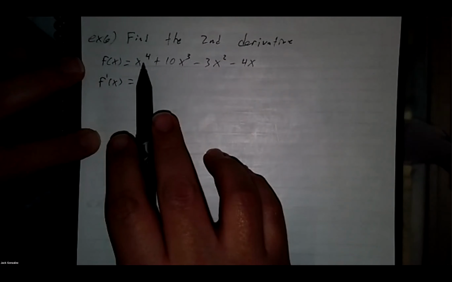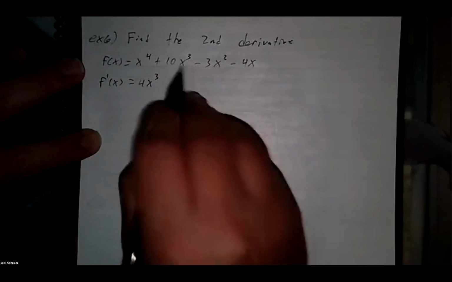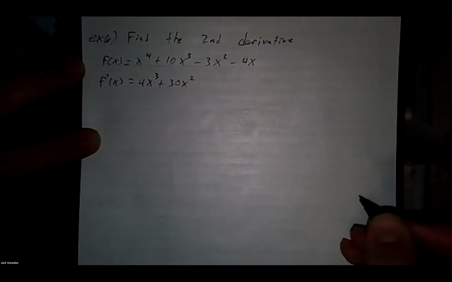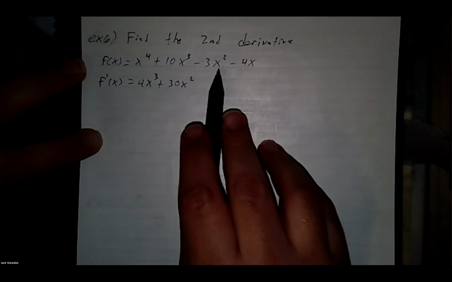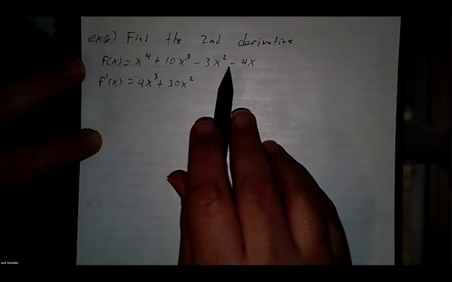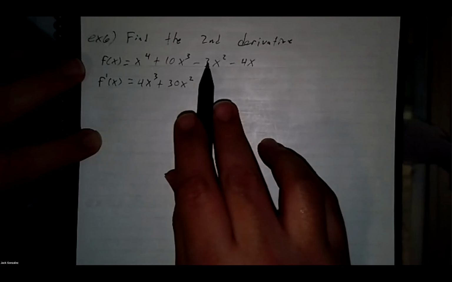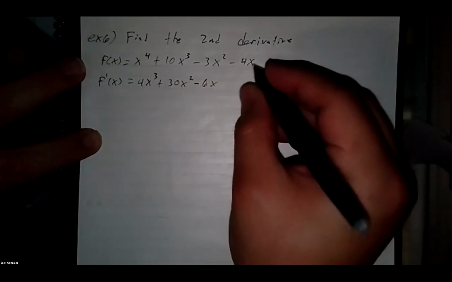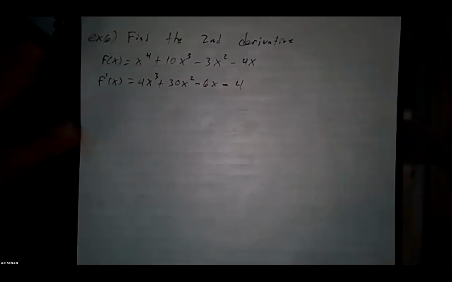So do the first one. It'd be 4x to the third plus 30x squared, right? What about these two? What's this going to be? Negative 6x. Yeah, I gotta bring the 2 down, right? 2 times 3. So minus 6x. And if there is no power, it just leaves you with the constant.